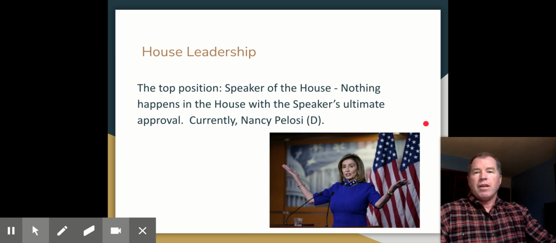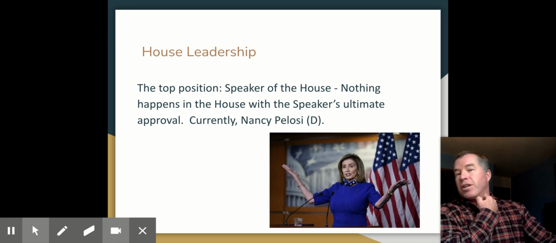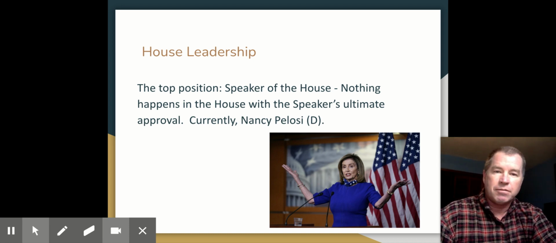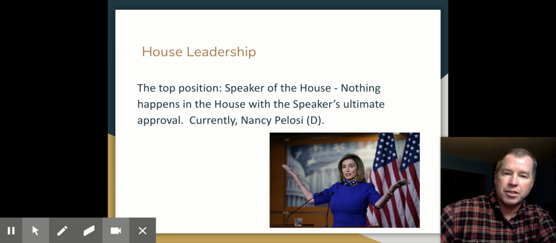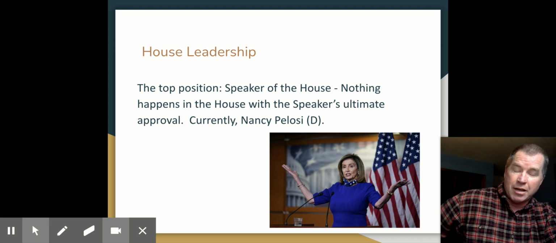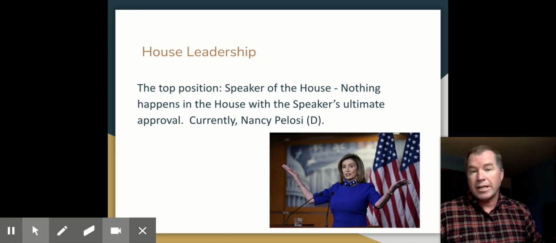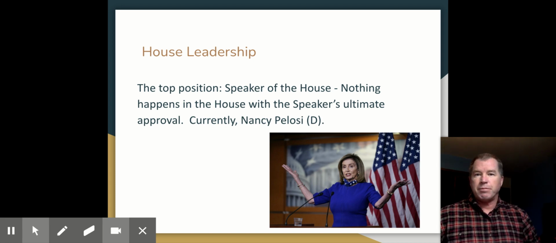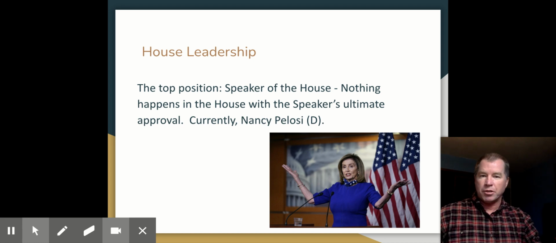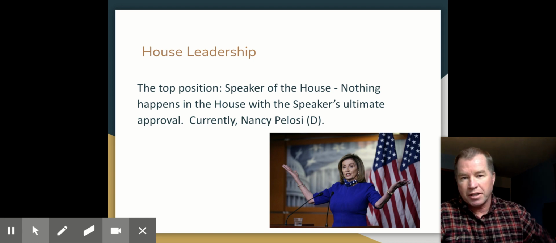All right, let's go to leadership. House leadership. So by far the most important position is the Speaker of the House. Okay, so that's Nancy Pelosi. There she is. I've mentioned she's the only female Speaker of the House, and she's now been it twice because the Democrat majority has been the majority, then the minority, then the majority, and she's been a leader that whole time. So she's been a long time powerful person in the House.